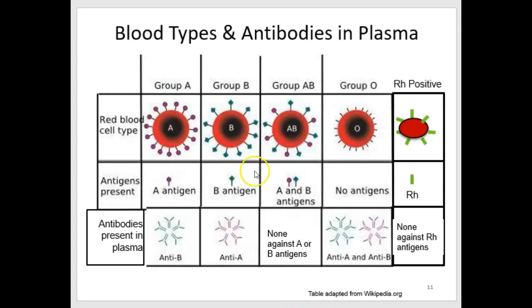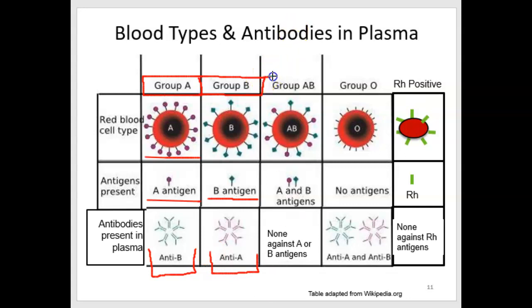So in summary, for the blood types: blood type A, the red blood cells have A antigens, and in the blood plasma are anti-B antibodies. If they haven't been exposed to Rh, you won't see Rh antibodies. Somebody who has type B blood has B antigens on the red blood cells, and in their plasma, anti-A antibodies.